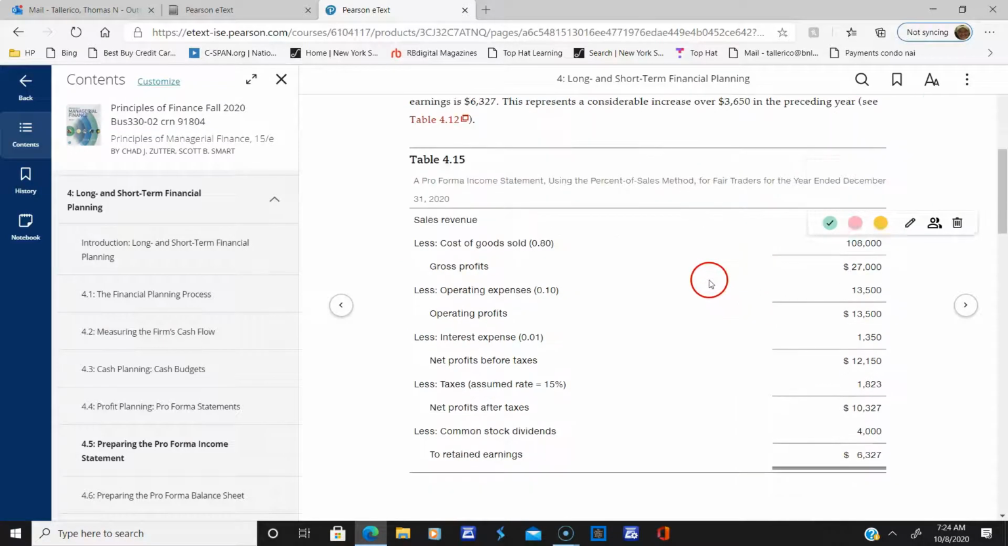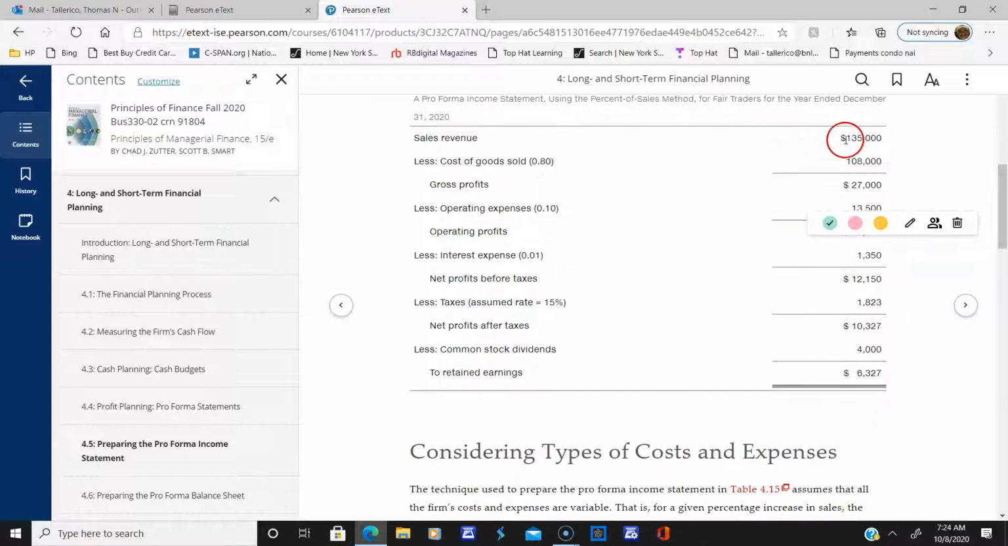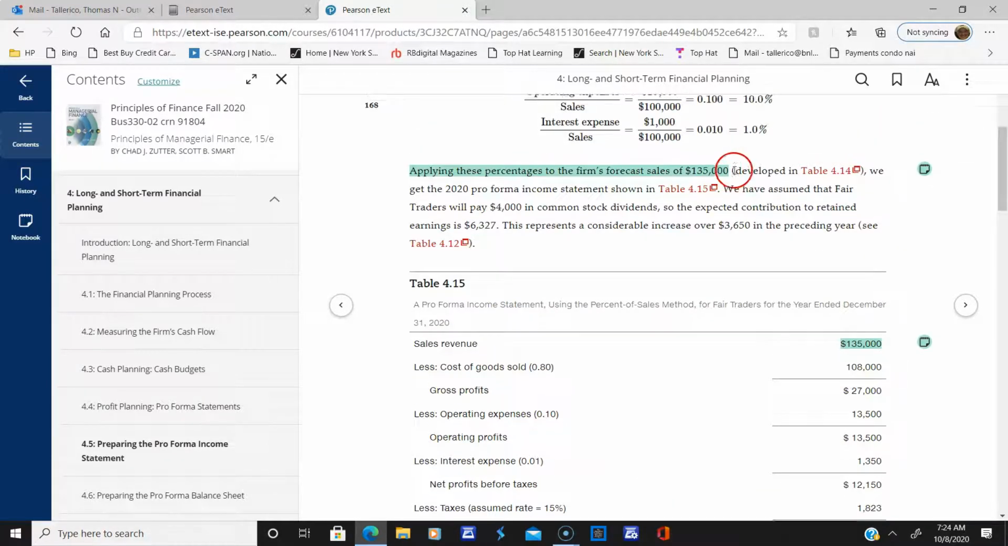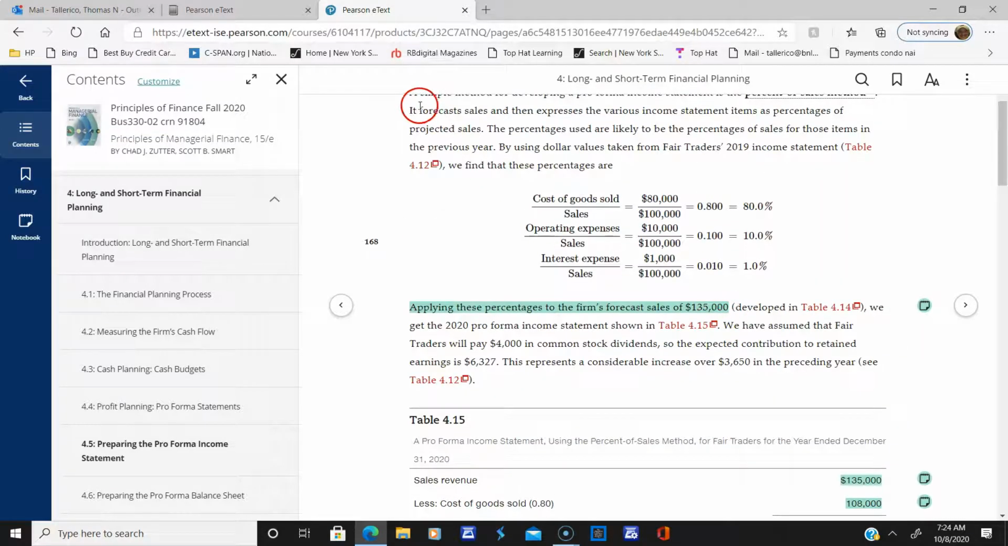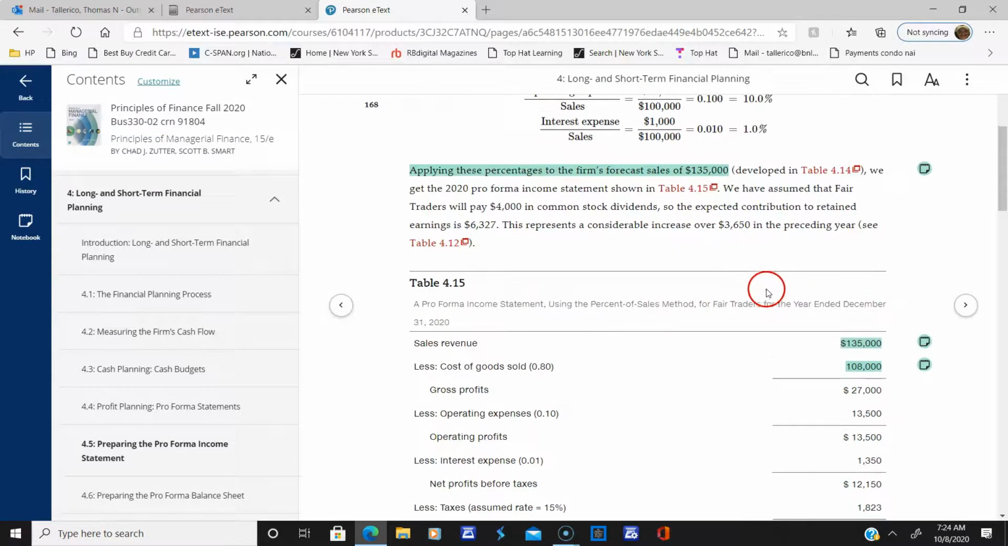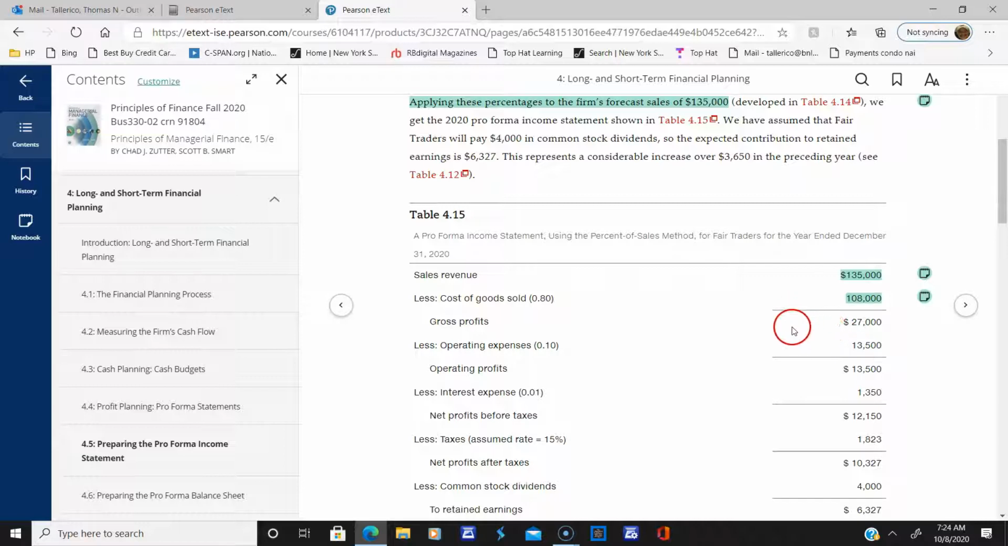So let's look at this table. So now this was your forecasted revenue that we calculated based on the new prices, right? And now you say, well, if I still make 80%, my cost of goods sold should now be this new number right here. 80% of 135,000 is 108,000. And you just keep taking these ratios you calculated and apply it to your pro forma.